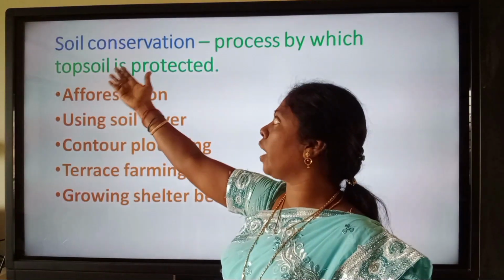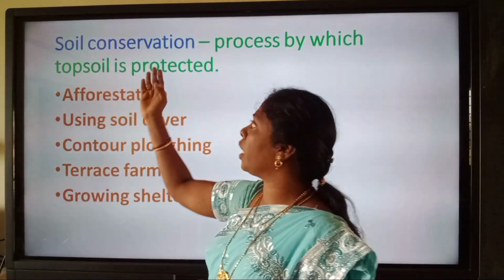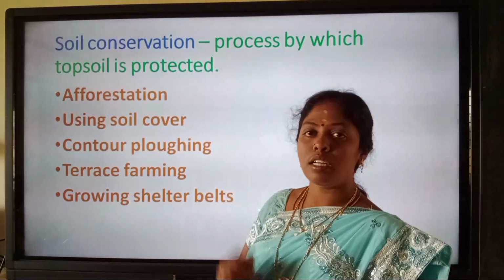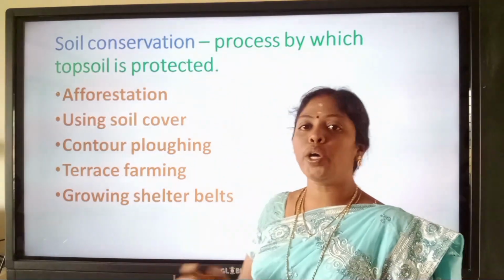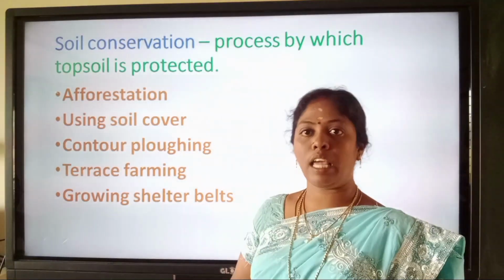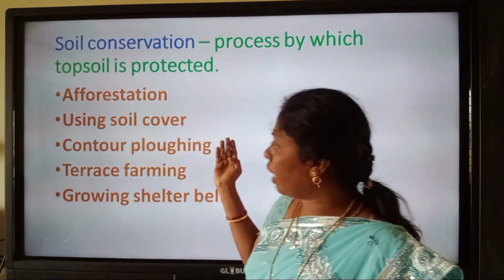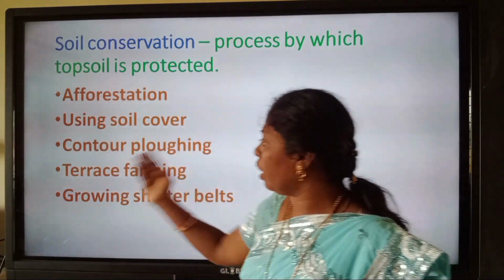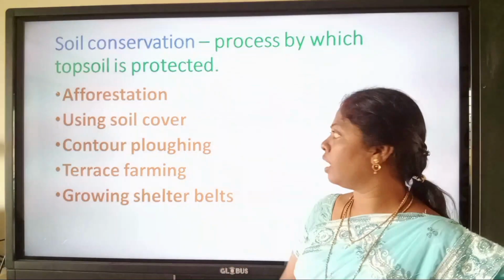So what is soil conservation? The process by which topsoil is protected is called soil conservation. So we have a number of ways to conserve the soil. Let us see one by one. Afforestation, using soil cover, contour plowing, terrace farming, growing shelter belts.